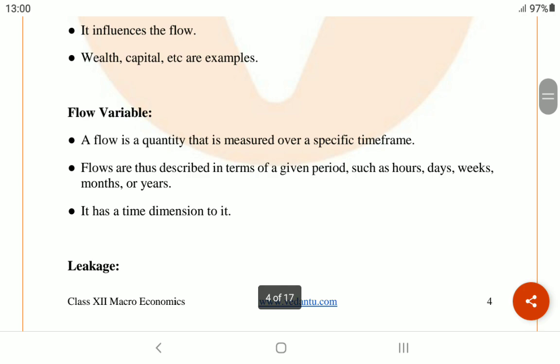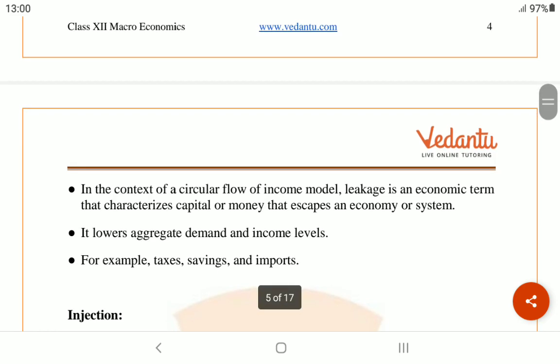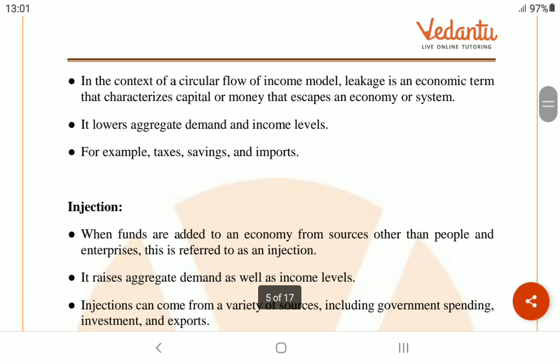Next is flow variable. It is a quantity that is measured over a specific time frame. Flows are described in terms of a given period such as hours, days, months, years. So it has a time dimension. Next is leakage. In the context of the circular flow of income model, leakage is an economic term that characterizes capital or money that escapes an economy or system. It lowers the aggregate demand and income level. For example, taxes, savings and imports are examples of it.